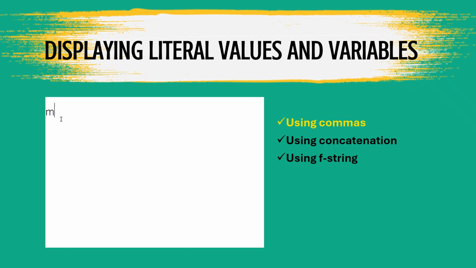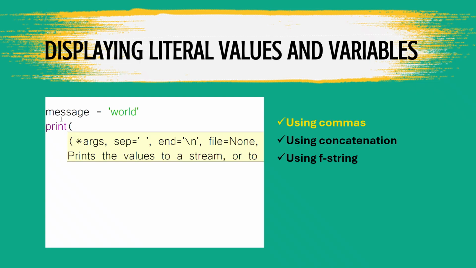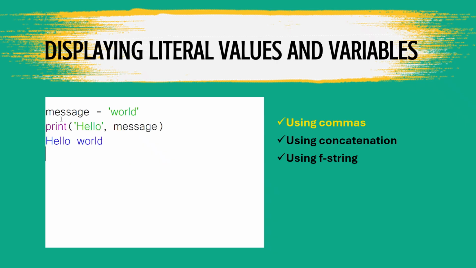So far, we displayed literal values directly on the screen or printed the values stored in variables separately. However, in real programs, we often want to display a combination of hard-coded text and values stored in variables. There are 3 common ways to combine them.